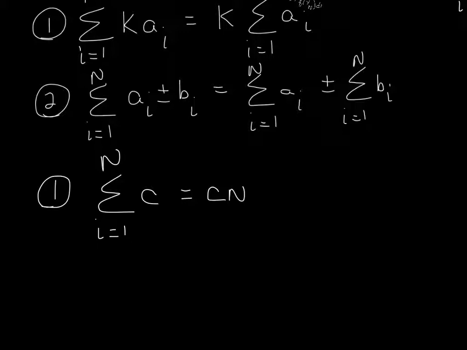So if I were taking the sum from i equals 1 to 5 of 6, this would simply be 30. 5 times 6 is 30. Is i always 1? In these formulas, yes. To use these formulas, i has to be 1.